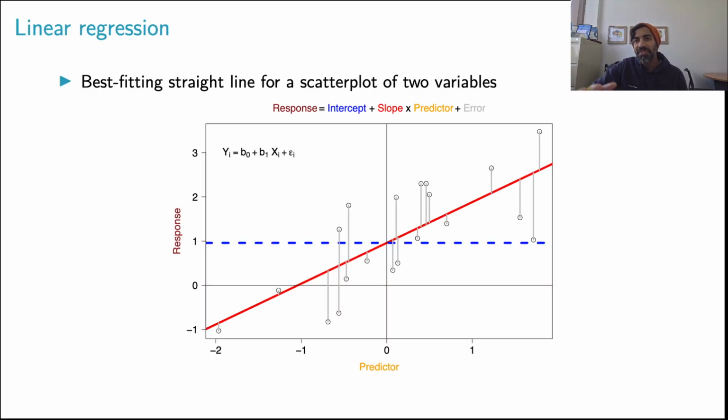And so hopefully this figure is sort of etched in your brain when you think of any regression. Linear regression is the best fitting straight line for a scatter plot of two variables. Here you can see the response and the predictor. The dependent variable, the response, is on the y-axis, and the predictor is on the x-axis. And what we can see here is our red line is our slope, really.